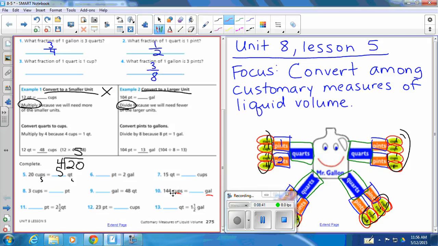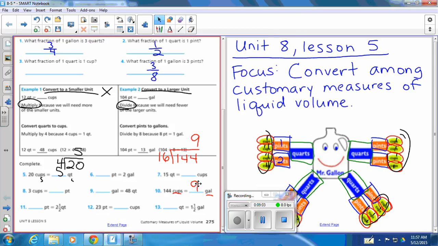and we need to know how many cups are in a gallon in order to divide. So how many cups are in a gallon? So we need to divide by 16. So 144 divided by 16 is, go ahead and try to solve that math, and we'll come back and check our answer. All right, we all agree that it is 9, so our conversion would be 9 gallons.